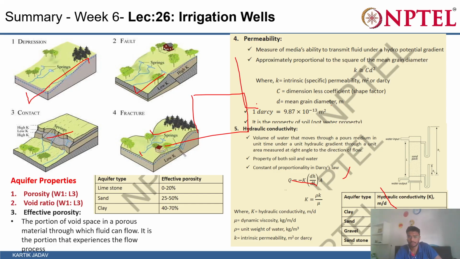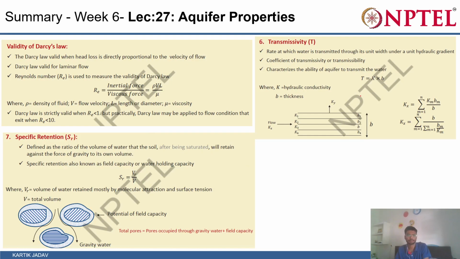These are the units of each one. Permeability has a unit of Darcy, where 1 Darcy is equal to 9.87 times 10 to the power minus 13 meter square. Hydraulic conductivity has a unit of meter per second or meter per day.